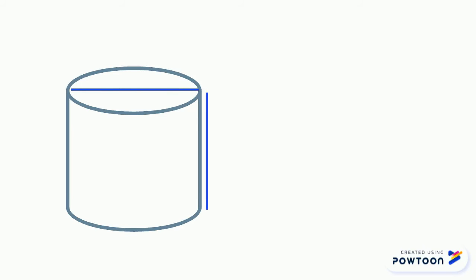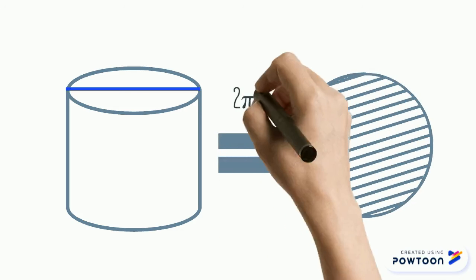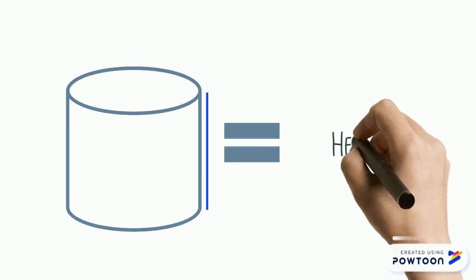Now in order to find the width of the package, we need to take into account that the base of a cylinder is a circle. From this, we can safely assume that the width of a cylinder is equal to the circumference of a circle, which is 2 pi r. We can also assume that the length of the cylinder is also equal to its height.